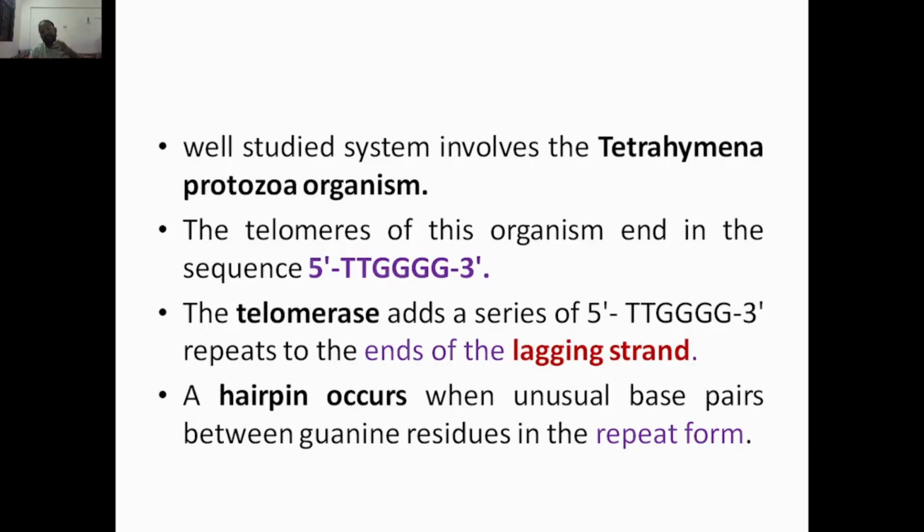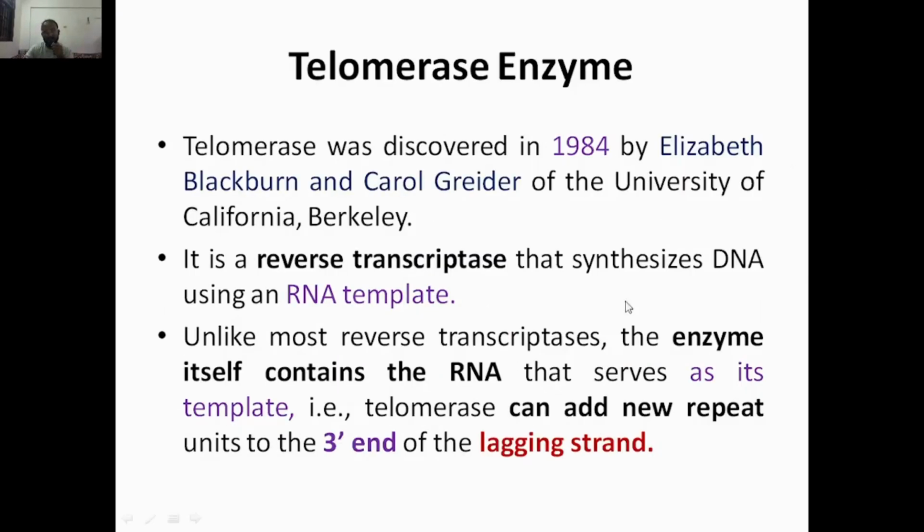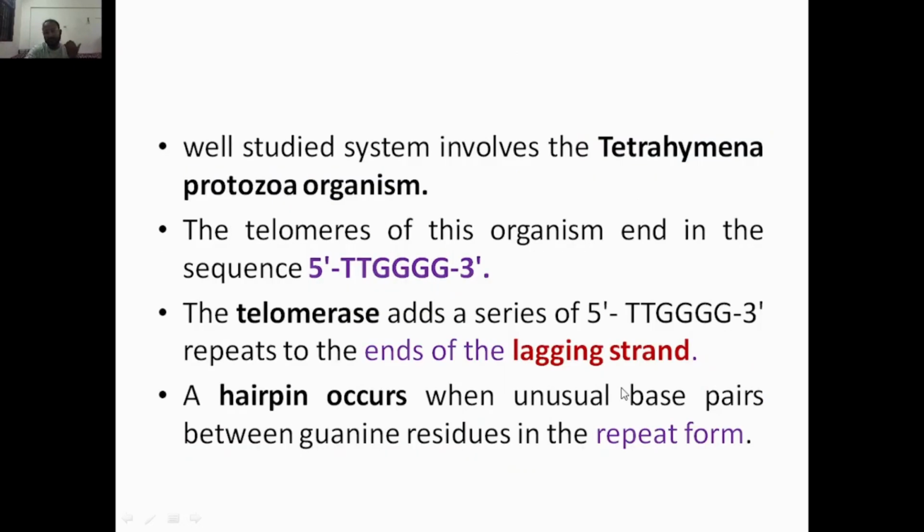So that's what we discussed now. This particular enzyme has a special character: it adds new repeat units. And that repeat unit is TTGGGG, in the well-described protozoan organism we are taking as an example. Now the telomerase adds a series of this particular sequence, which repeats at the end of the lagging strand. Now the hairpin occurs when unusual base pairs form between the guanine residues in the repeat. Obviously, since it is added, there is an unusual base pairing between the guanine residues in the repeat.